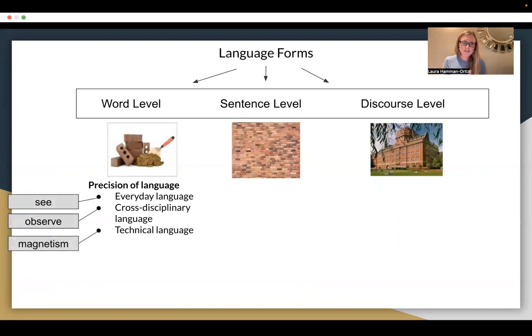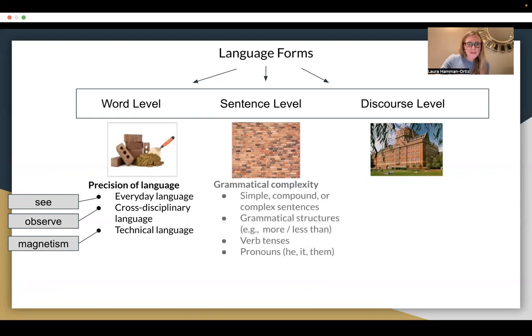So here's some examples. See would be everyday language. Observe would be something you might use across different content areas, but is more of a word that you encounter more at school than outside of school. And then magnetism, very specific, probably a word in a science lesson. Moving into sentence level, we could think about grammatical complexity. So what types of sentences students are being asked to produce or engage with in reading, grammatical structures, verb tenses, pronouns. So that's all the ways that language is being put together at the sentence level.